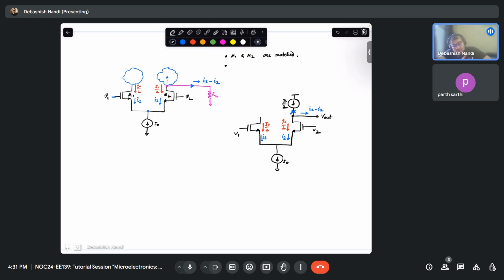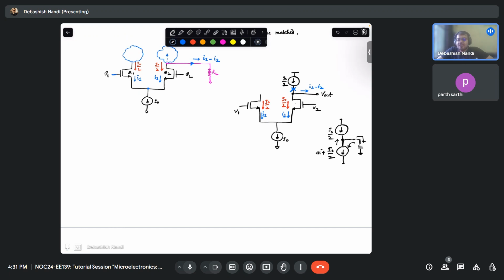If this is not I0 by 2, then what is happening basically? Two current sources. Let's say this is some delta I. This delta I will flow through some parasitic capacitances and charge this. So this node will start to increase. Or if this is more, then this capacitor will discharge and then this will come out of saturation. Two cases can happen. So now this is your I0 by 2.